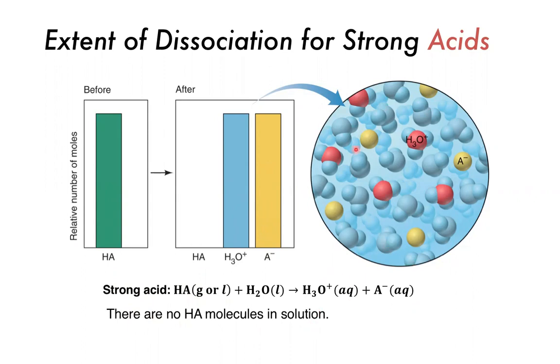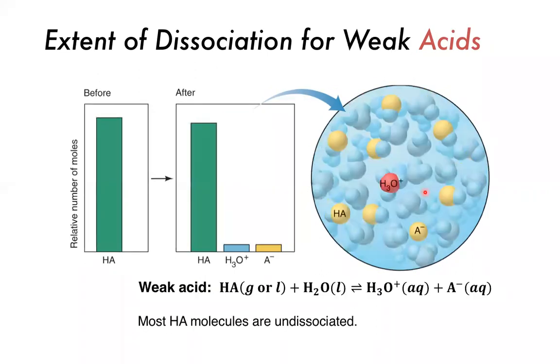And if we were to zoom in on our system here, we would see that as well. We would see there's H3O+, we would see there's A-, but we would not see any HA molecules. This is different for weak acids.